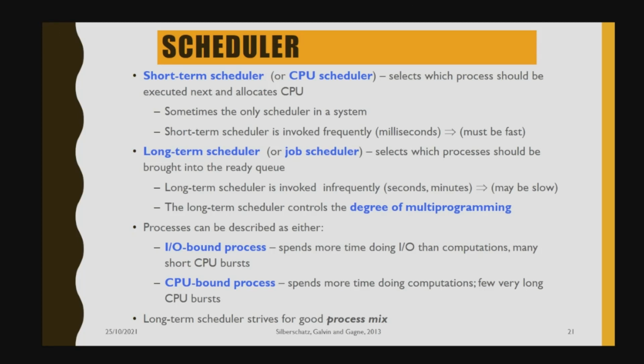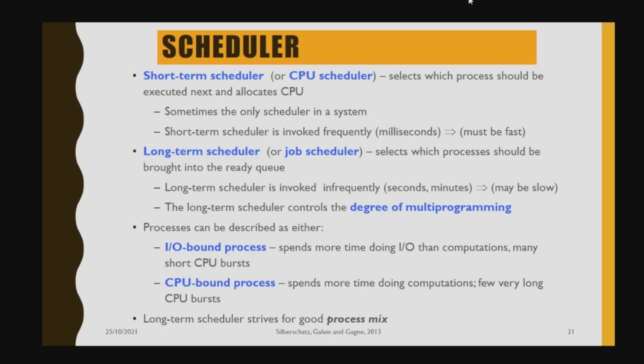Next is about the scheduler. We know about the process scheduler. The process scheduler will select the process that is already ready for the next execution. The short-term scheduler, or CPU scheduler, selects which process should be executed next and allocates the CPU to it. Sometimes it is the only scheduler in a system.